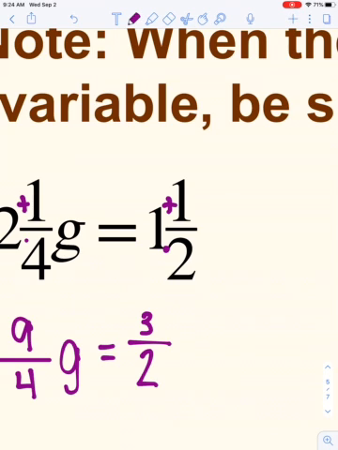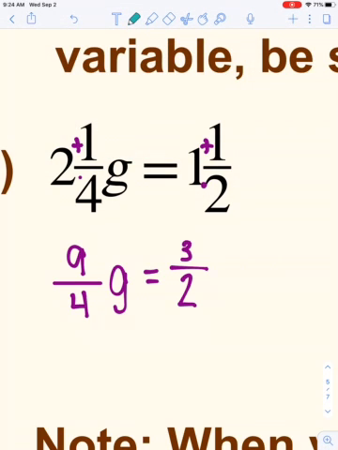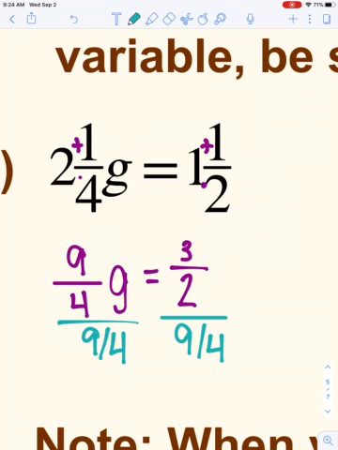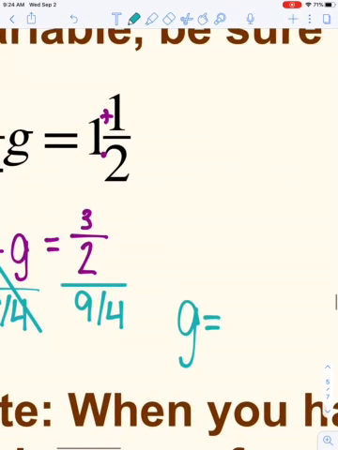So your variable is g. G is being multiplied by 9/4. The opposite of multiplying by 9/4 is dividing by 9/4. So you divide by 9/4. Again, on the left, 9/4 over 9/4 cancels, leaves you with g equals. And then when you divide those two fractions, you just get 2/3.